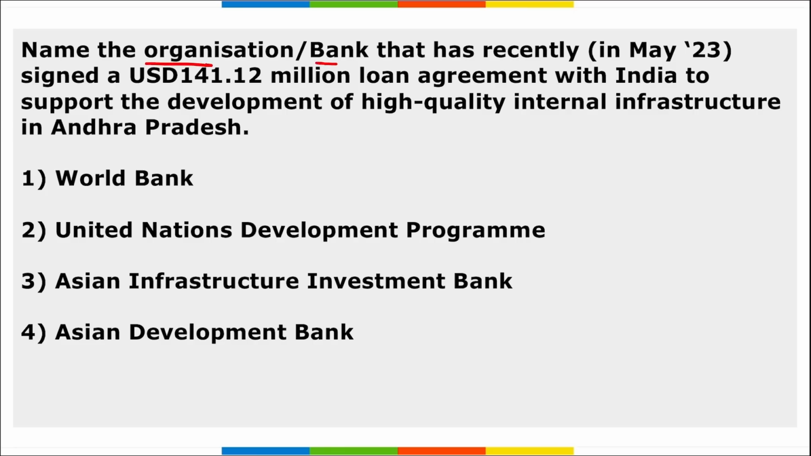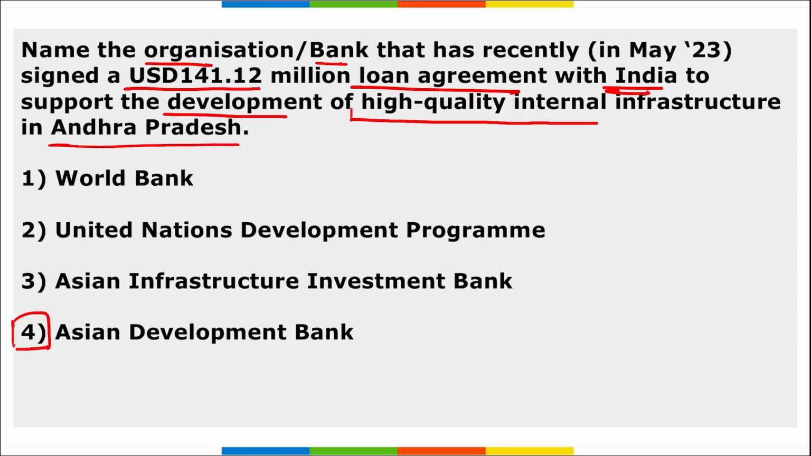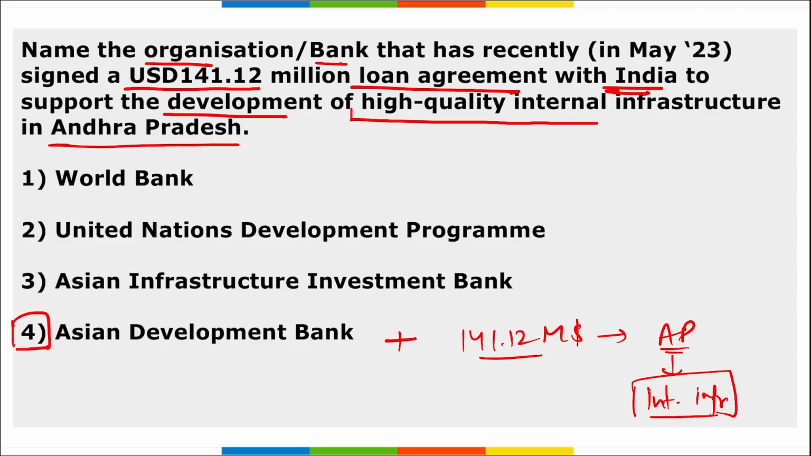Next, name the organization or bank that signed $141.12 million loan agreement with India to support the development of high quality internal infrastructure in Andhra Pradesh. It is your Asian Development Bank, correct? They have recently signed, or basically they are planning to provide $141.12 million loan to Andhra Pradesh so that infrastructure development or internal infrastructure development can be done in that particular state. Correct? And here remember, 3 industrial clusters will be developed or will be improved upon with the help of this money that will be provided by Asian Development Bank. Here roads, water supply, because if we are developing an industrial area, you need to understand that some basic facilities such as your water supply, electricity distribution network have to be provided by the government.